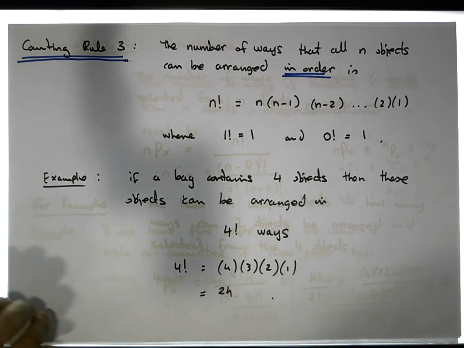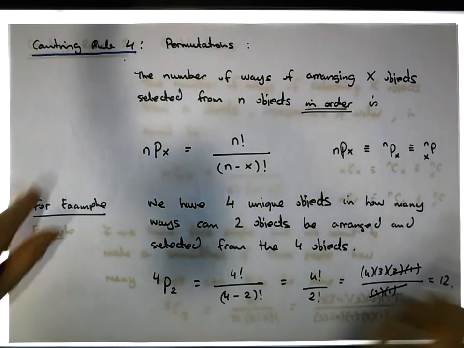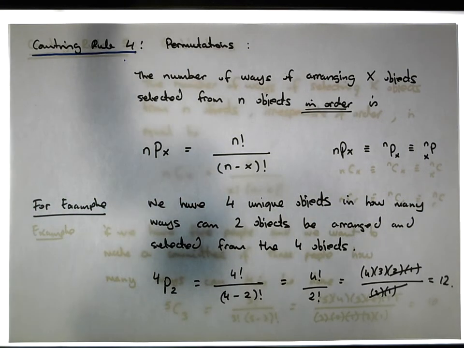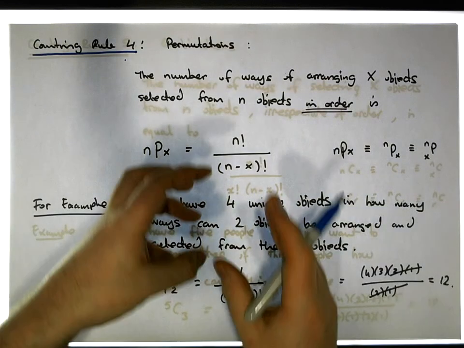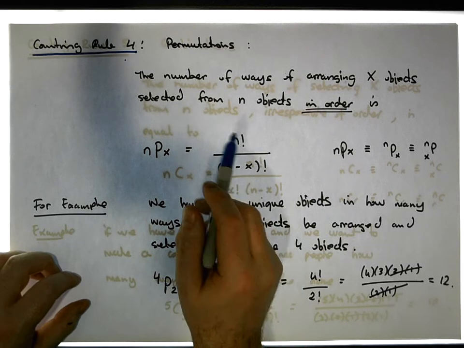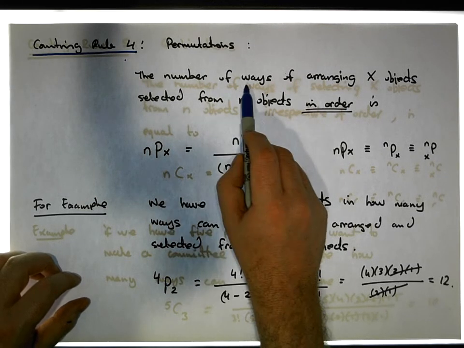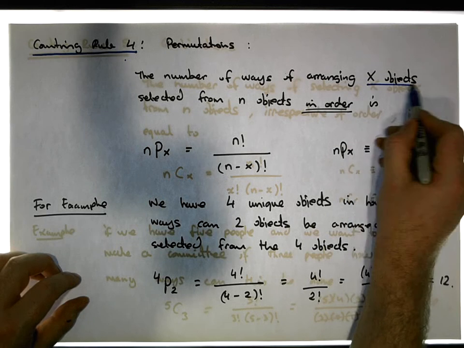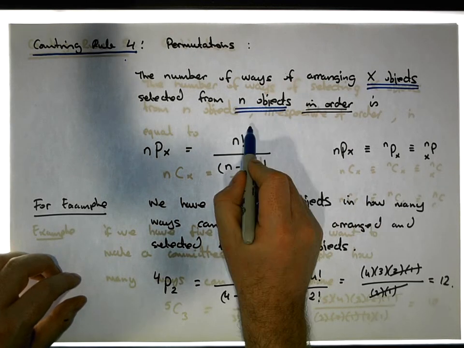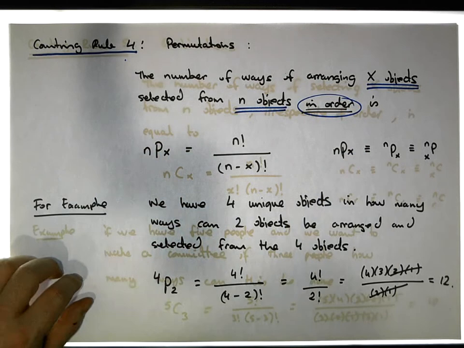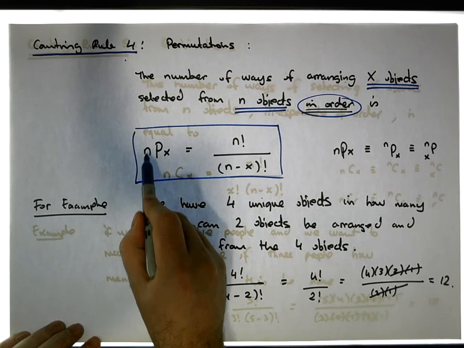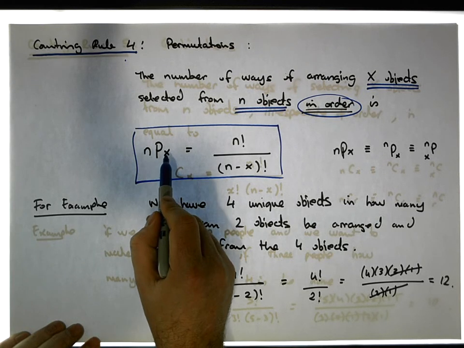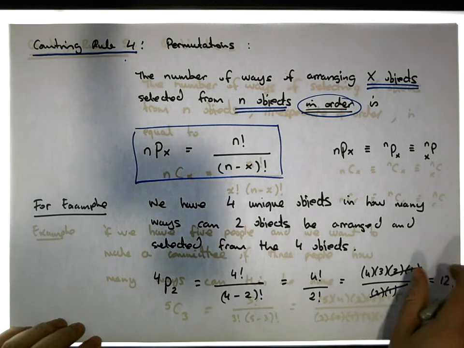And then rule number 4 says, instead of looking at the number of arrangements for all of the objects that we have, say we want to select a certain amount of objects from the total number of objects. Permutations is the number of ways of taking x objects from a total of n objects in order. Order is important here, and it is simply given by n factorial all over n minus x factorial. Order matters.